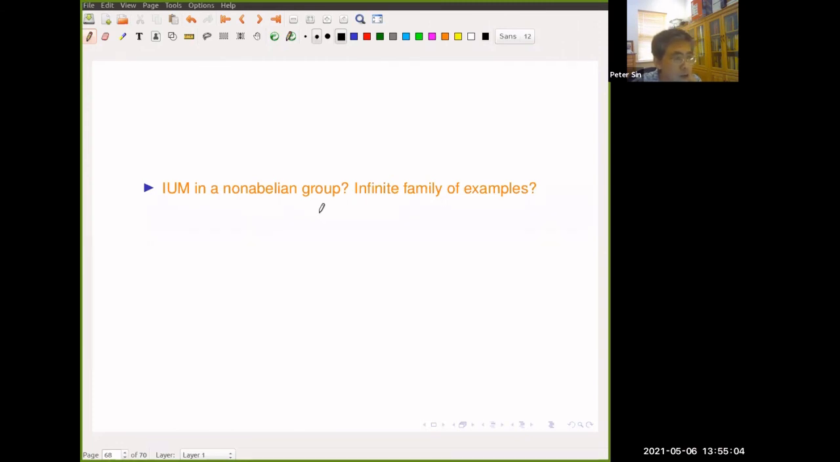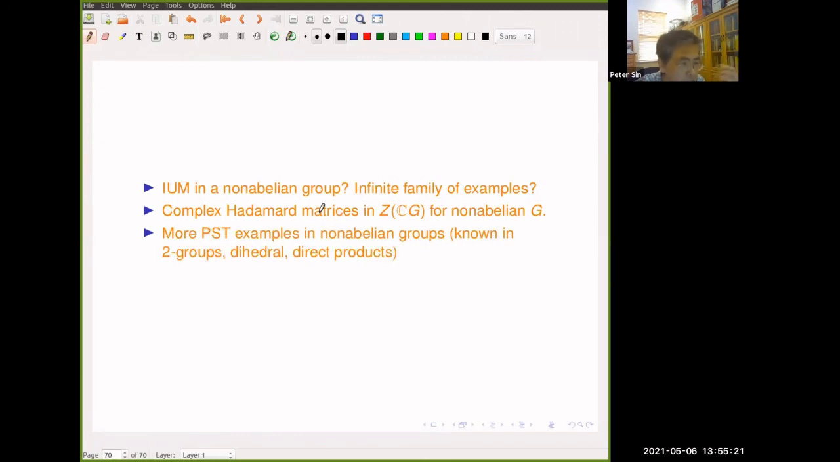One problem is just to find an example of instantaneous uniform mixing in a non-abelian group, or even better, an infinite family of examples. Another problem is to find more complex Hadamard matrices in the center of group algebras of non-abelian groups. And the third open problem would be to find more examples of perfect state transfer in non-abelian groups. I don't know any examples other than in 2-groups, or in dihedral groups, or in direct products of things which already have perfect state transfer. Okay, so that's all I wanted to say. Thank you very much.